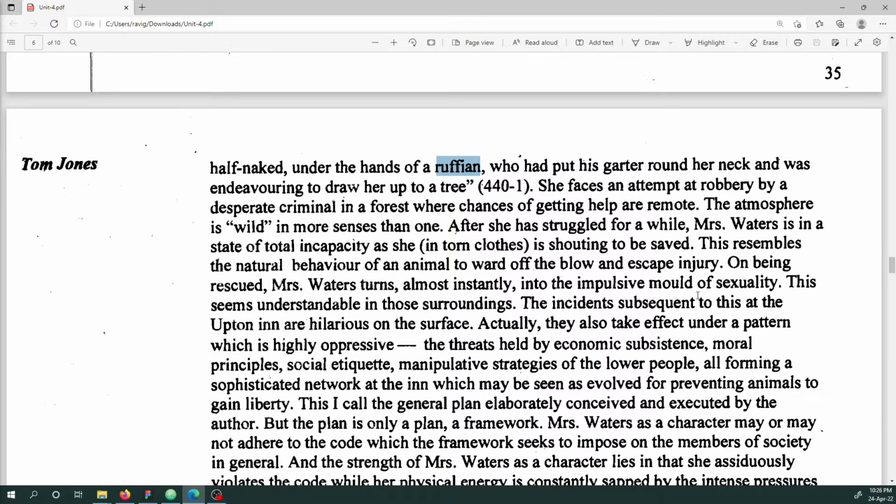The incidents subsequent to this at the Upton Inn are hilarious on the surface. Actually, they also take effect under a pattern which is highly oppressive. The threats held by economic subsistence, moral principles, social etiquette, manipulative strategies of the lower people, all forming a sophisticated network at the inn which can be seen as evolved for preventing animals to gain liberty.